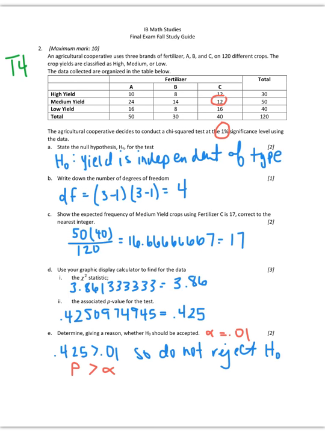Think of p being petite. We always want it to be smaller to reject our null hypothesis. In this case, it's bigger, so we do not reject. The yield is independent of the fertilizer.